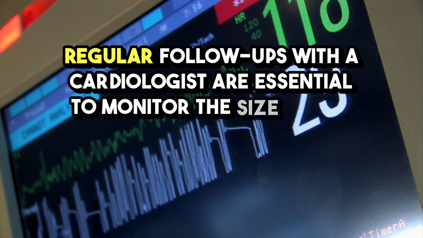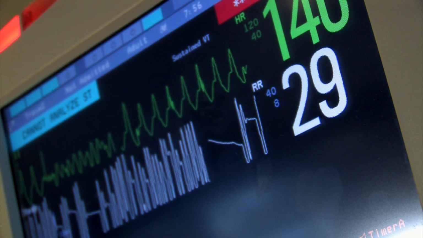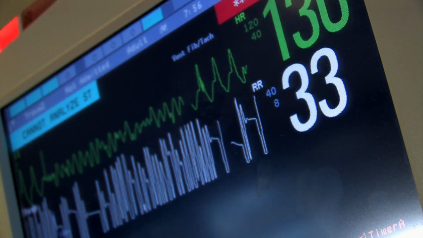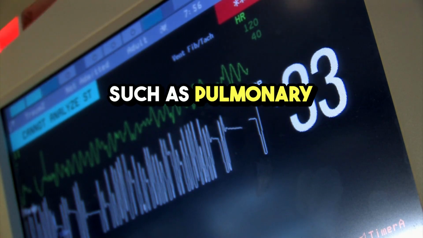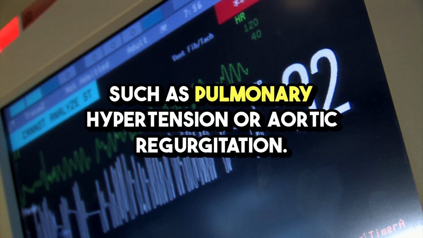Regular follow-up with a cardiologist is essential to monitor the size of the defect, symptoms, and potential complications such as pulmonary hypertension or aortic regurgitation.